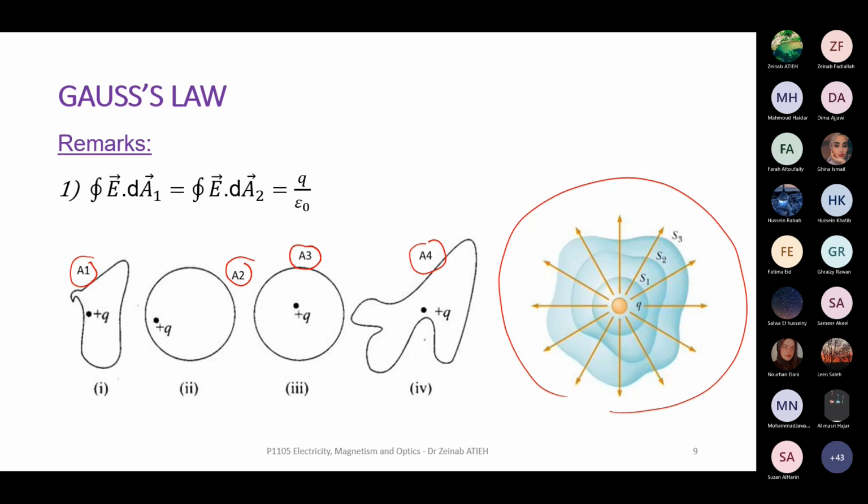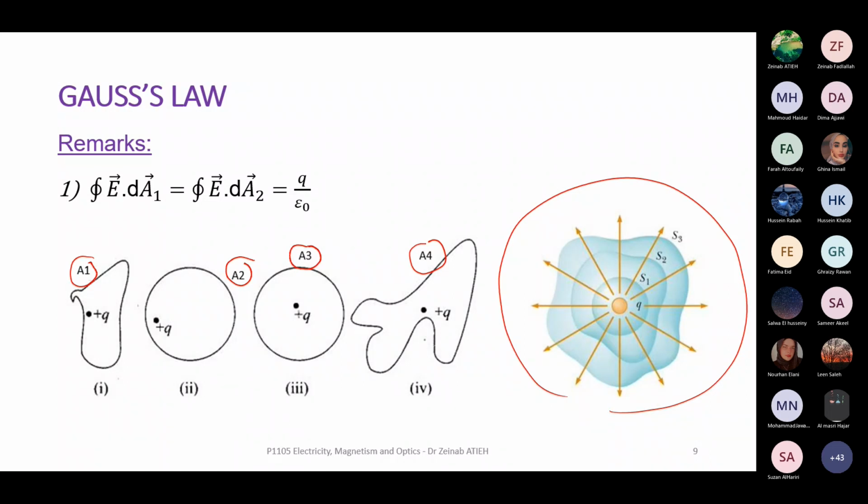S1 is a spherical surface, meaning round. S2 is an arbitrary surface, it's irregular. And S3 is also irregular. I have a charge Q inside. According to Gauss's law, whether I calculate the integral E·dA over S1, or over S2, the flux passing through S2, or over S3, the flux passing through S3, all of them will give the same answer, which is Q over epsilon 0.